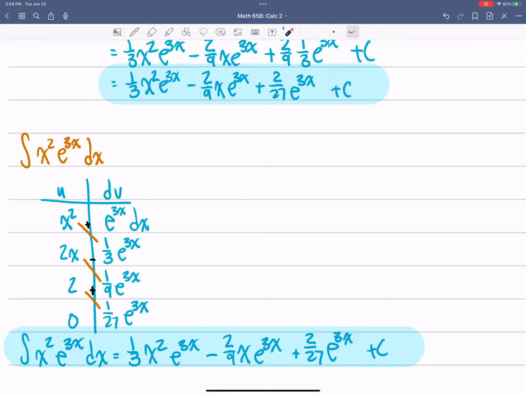There we go. So we could use this in these cases where we start going down in degree as we keep going.